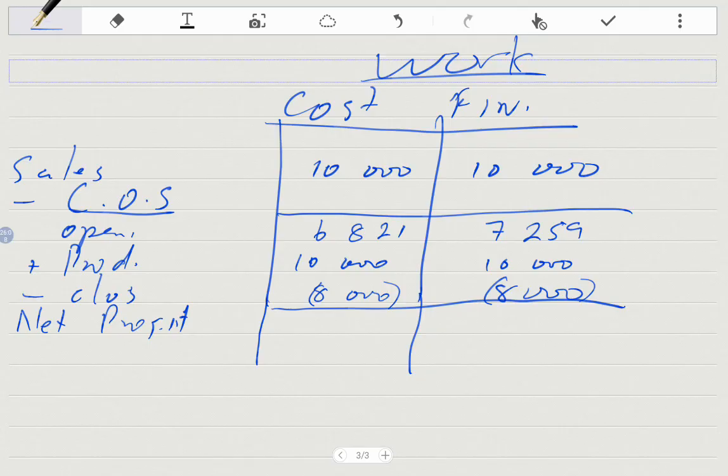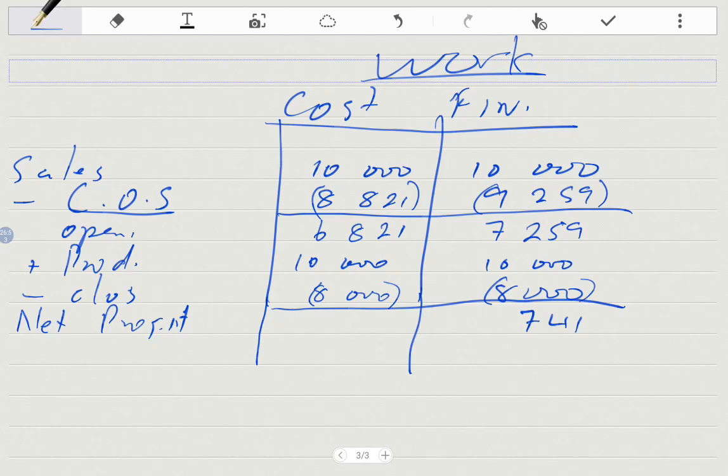What are you going to do? Are you going to add? Are you going to minus? So 6,821 plus your 10,000 minus 8,000. Then it means that on this side our cost of sales is going to be 8,821. Come to the other side, 7,259 plus the 10,000 minus 8,000. Then this side is going to be 9,259. That gives you a profit of 741.